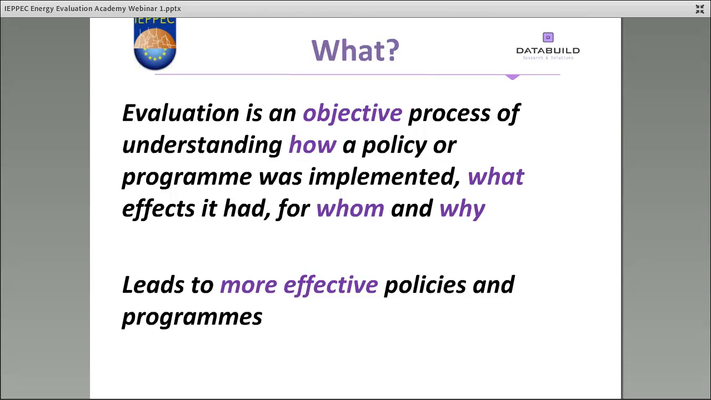And what it does is it leads to more effective policies and programs. By learning from what we've done, by evaluating what we've done, what we do in the future can be more effective.